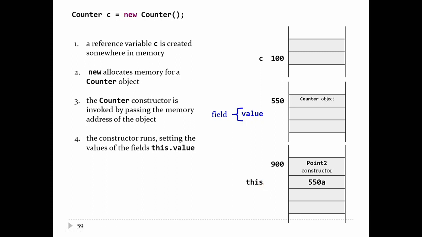So what's this? Well, this is the object at address 550. So up we go to here. What's this.value? Well, it's that value there. So we set that to 0. Finally, the constructor finishes running, and so now we can fill in the value for c, which is just the address of the newly created and constructed object.